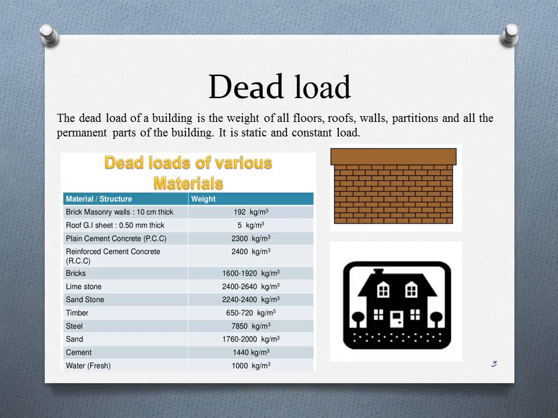You can see in this table that different materials and their unit weights are given. Now if the brick masonry wall is 10 cm thick, you can take the unit weight as 192 kg per meter cube.